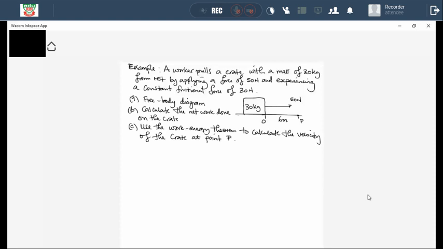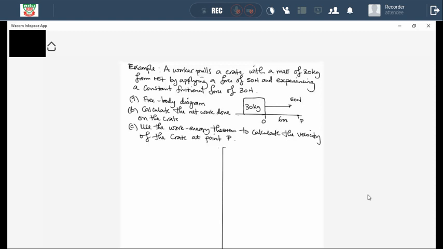Allow me, friends, to divide the page into two so that my calculation can fit properly. Good. Okay. So I have to read the question 3 times so that I can appreciate what's happening in this particular scenario. So a worker pulls a crate with a mass of 30 kg from rest.